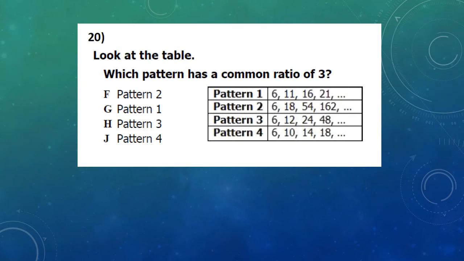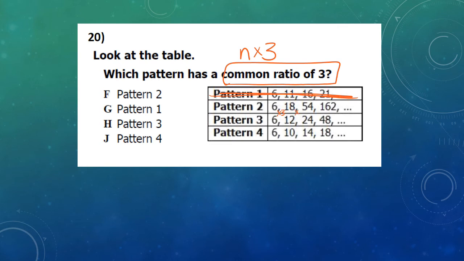So question number 20 says, which pattern has a common ratio of 3? So for common ratio of 3, that means it'll be some number times 3 is going to give us our common ratio. So let's go ahead and figure out which pattern that's going to be. So let's take a look at pattern number 1. Does 6 times 3 equal 11? Nope. Cross that one out.